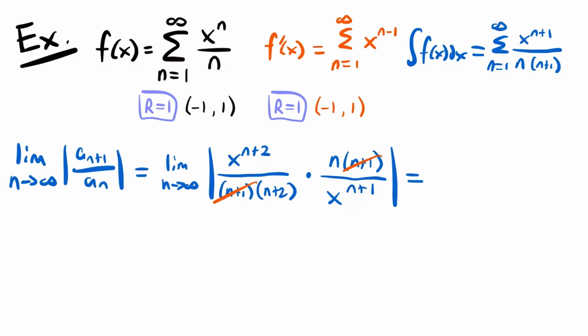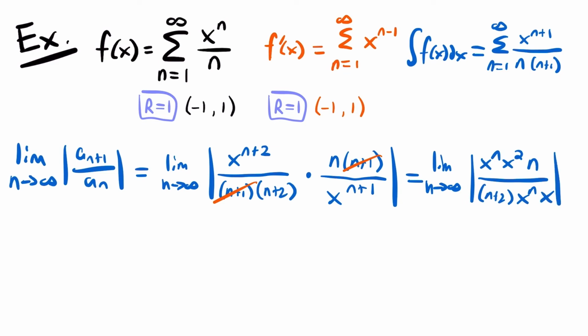So we'll have that this is equal to the limit as n approaches infinity of the absolute value of x to the power of n times x squared times n divided by n plus 2 times x to the power of n times x to the first power. All right, and now we have x to the power of n in the numerator and denominator, and so those are going to cancel out, and we will just be left with the limit as n approaches infinity of the absolute value of x squared times n divided by n plus 2 times x.